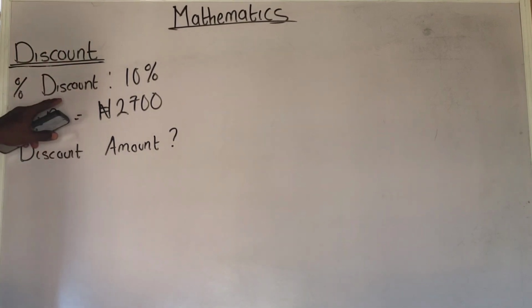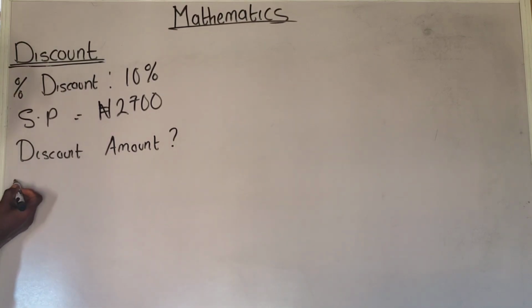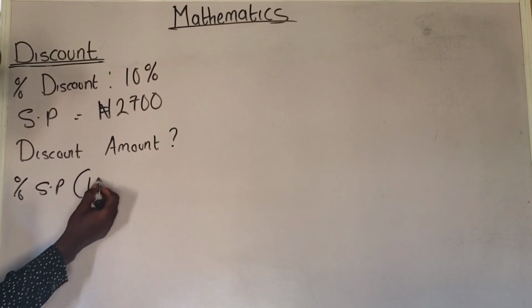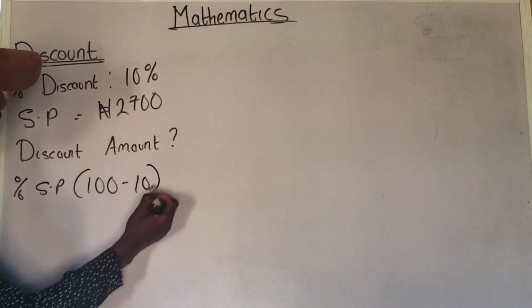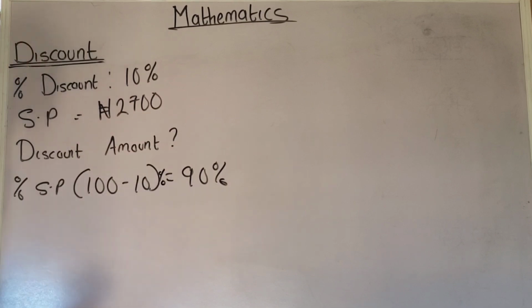Now, I gave you a discount of 10%. That means that ordinarily, if I didn't give you a discount at all, I'm going to sell the product at a percentage of 100. But now, having given out the 10% discount, I'm selling it at what? 90%. Because the percentage of the selling price has reduced from 100 to what? 100 minus 10, which is 90%. You understand?